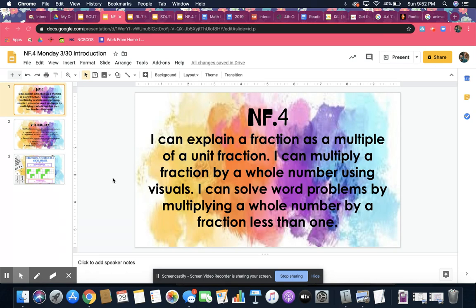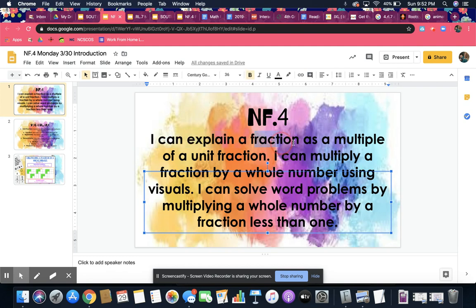That says that you will be able to do three things. First, you can explain a fraction as a multiple of a unit fraction. On the next page, we'll remind ourselves what a unit fraction is, but don't forget, it's a fraction that has a numerator of 1. You will be able to multiply a fraction by a whole number using visuals. Remember that visuals are pictures, things you can see. And your third thing you'll be able to do by the end of the week is you can solve word problems by multiplying a whole number by a fraction less than 1.